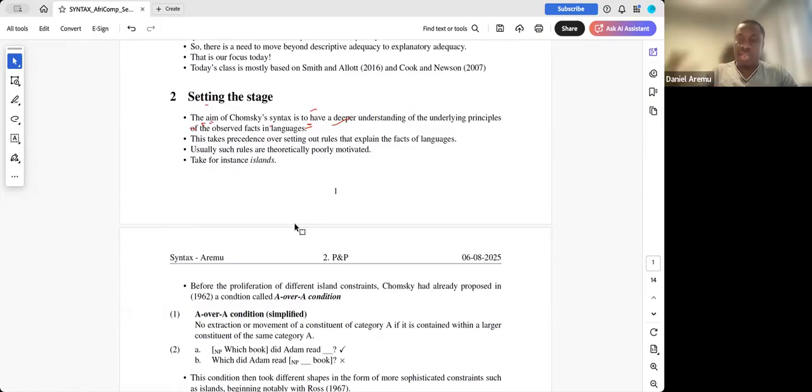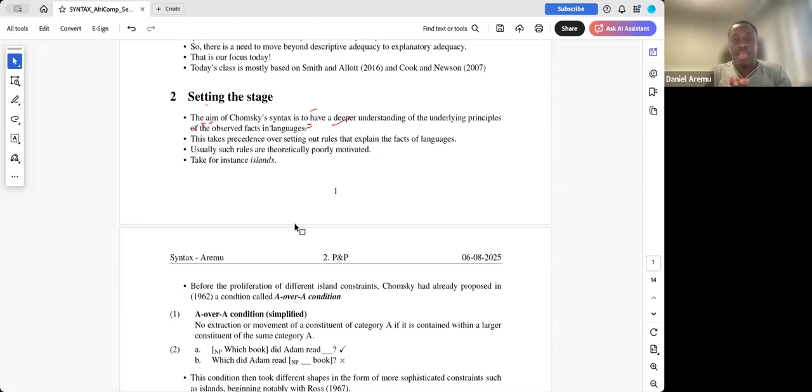The gist is that if we are able to get the underlying properties, then we know why certain things happen in languages. Instead of just saying, the more rules you give, or the more facts we get in a language, that means we'll keep giving many more rules. And at the end of the day, you have many rules, but that's not what we want. We want to make it very simple. And how do we do that?